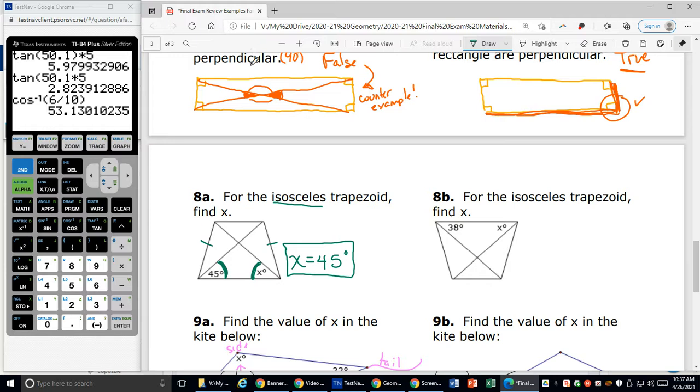For the isosceles trapezoid, find x. Let's see what I did over here. X was 45. These two bottom pieces were 45. This time I've got the two top pieces, but it's just the same thing, kind of upside down. So x is 38. Easy peasy. Moving on.